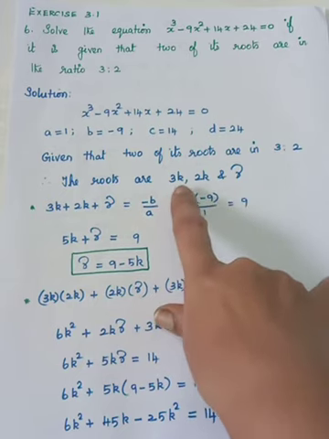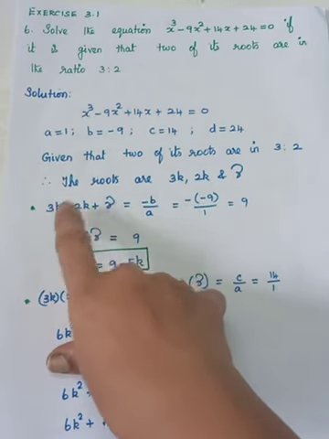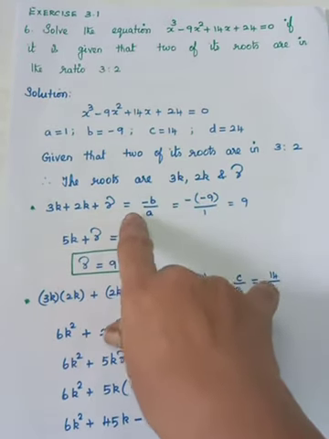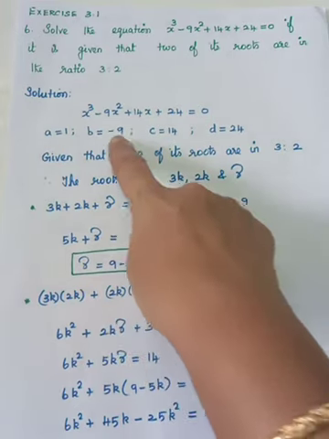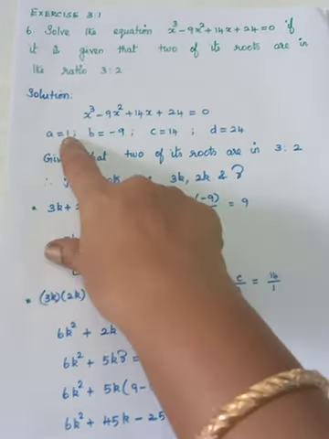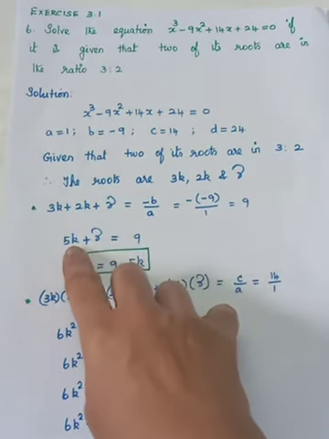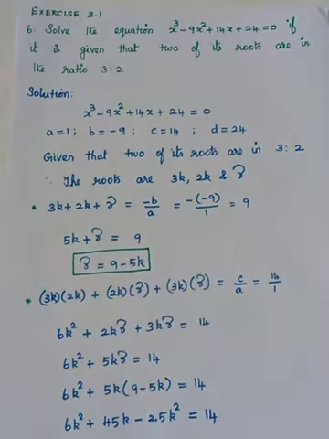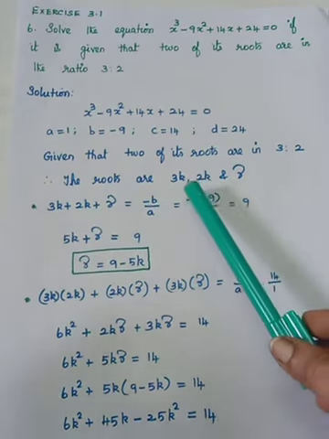Okay, so you know that the sum of all the roots, that is alpha plus beta plus gamma, in the place of alpha we have written 3k. So if you sum all the roots, the formula is minus b by a. Okay, so minus is here. What is your b? b is also minus 9. So minus into minus is plus 9. What is your a? a is 1. So it is 9. Okay, so 3k plus 2k is 5k. 5k plus gamma is equal to 9. So gamma is equal to what?